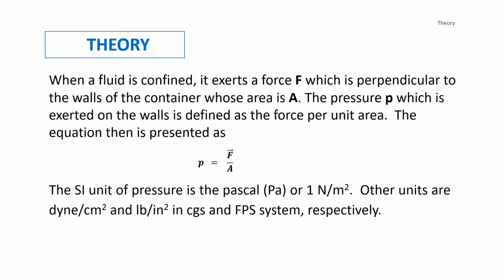The SI unit of pressure is the Pascal, symbol Pa, or 1 Newton per square meter. Other units are dyne per square centimeter and pound per square inch in the CGS and the FPS system, respectively.